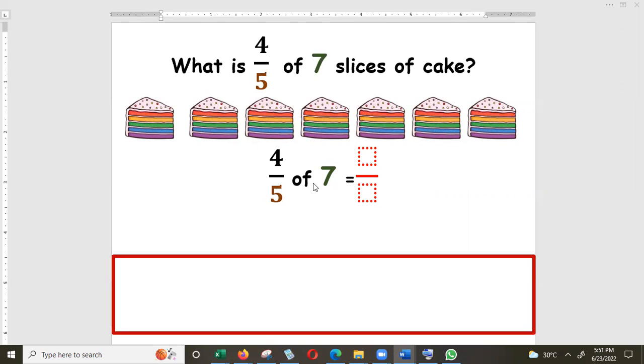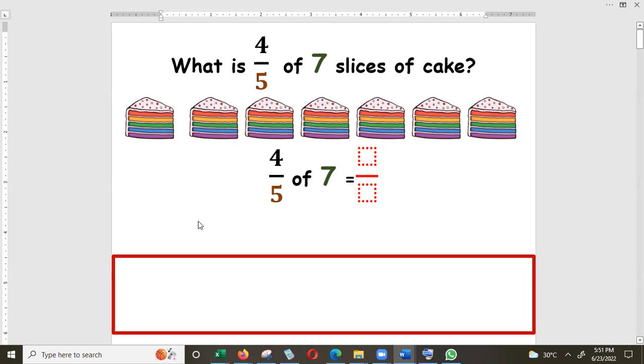Now 4/5 of 7, one way of looking at it is 4 groups of 7 divided into 5 equal portions. That is the task you've got to perform. 4 groups of 7: a group of 7, a group of 7, 14, a group of 7, 21, another group of 7, that's 28. You have to divide those 4 groups of 7, which is 28, into 5 equal portions.